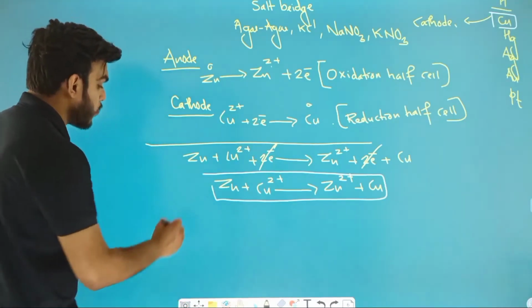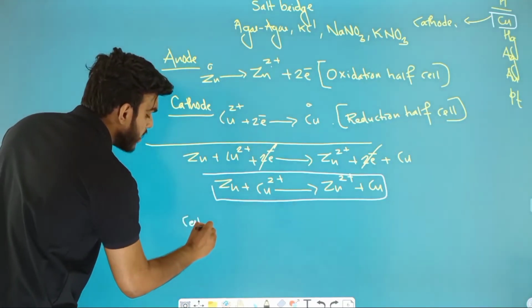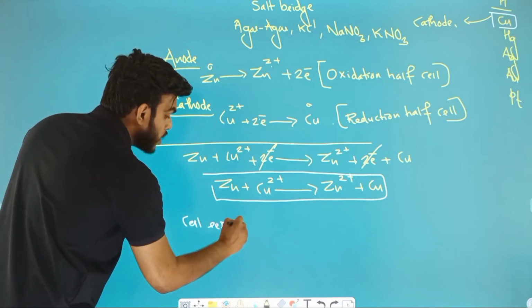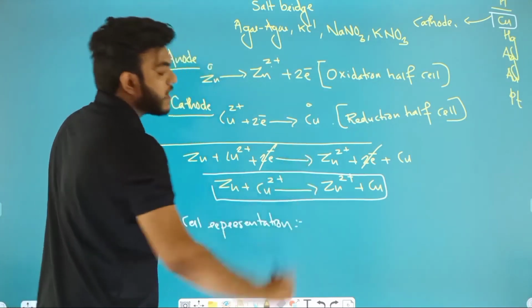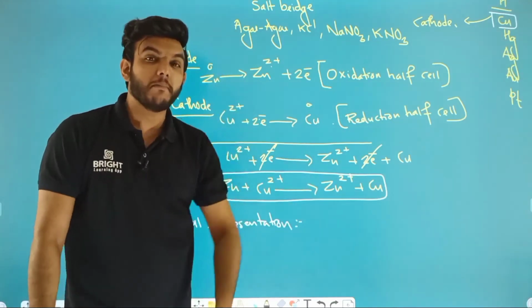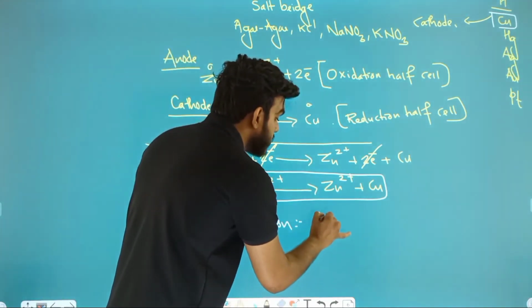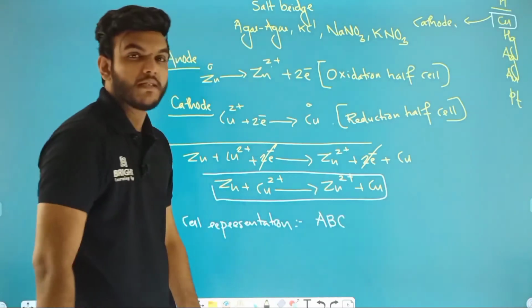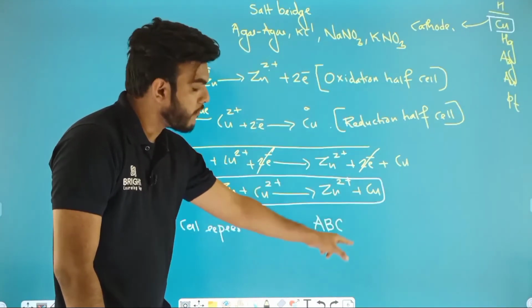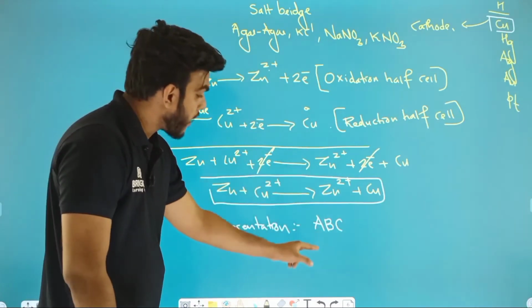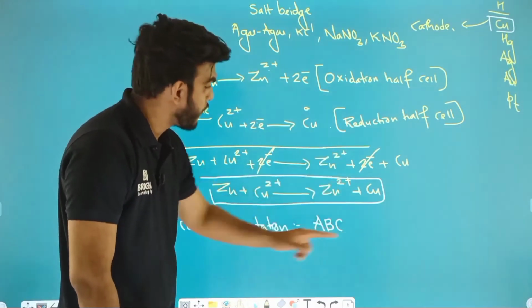And I will show you one more thing here. How can you do the cell representation? I will give you a simple method, that is the ABC model. The ABC model is for cell representation: A for anode, B for bridge, C for cathode. A for anode, B for bridge, and C for cathode.